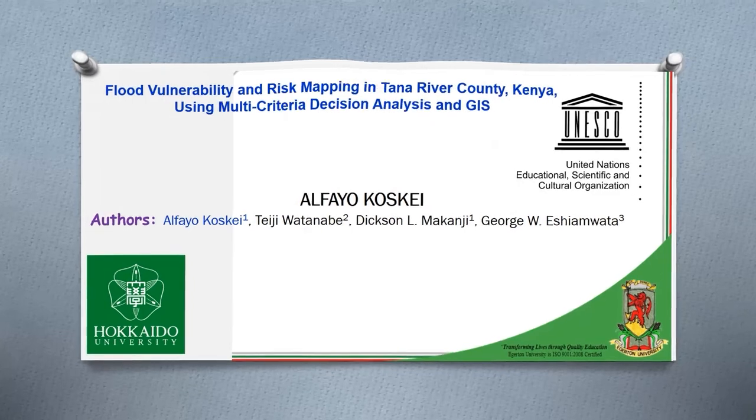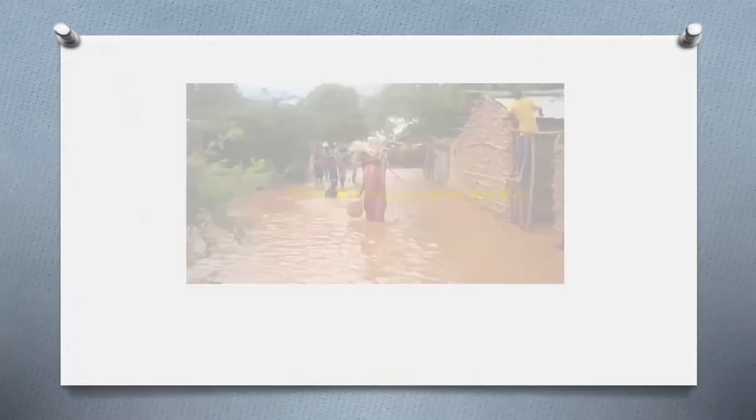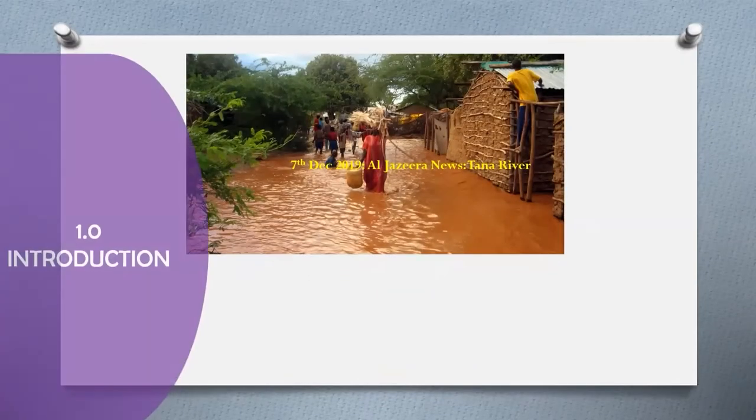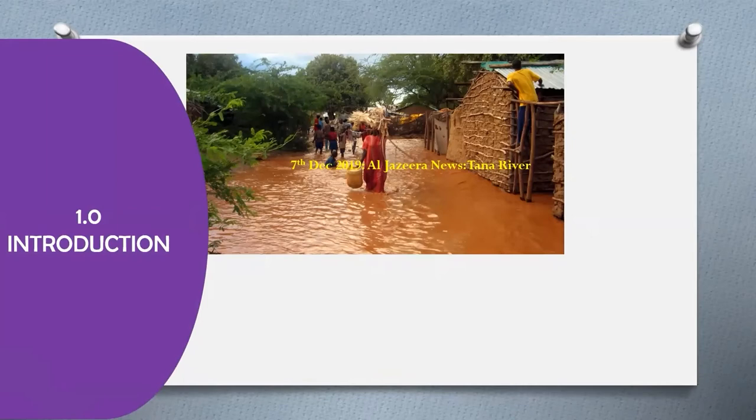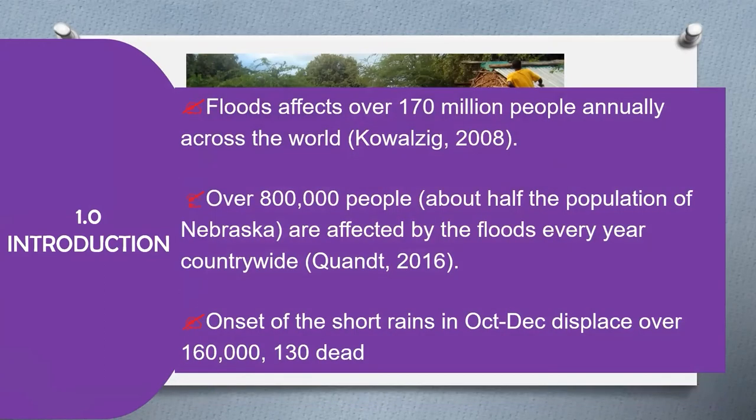So to introduce my presentation, this research was about flood phenomena mapping using the GIS tool. From the picture there, we can see the flood situation in the year 2019. Floods affect over 170 million people annually across the world. And in Kenya alone, the floods are affecting over 800 people.